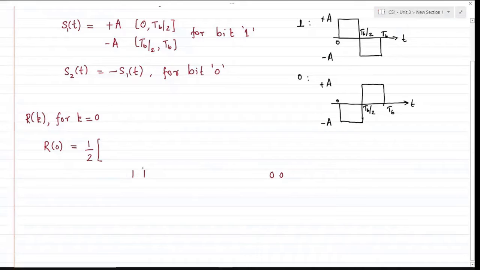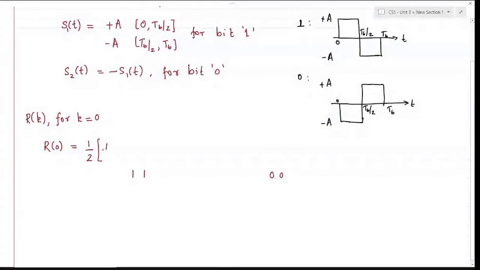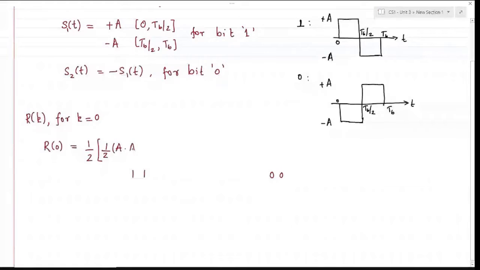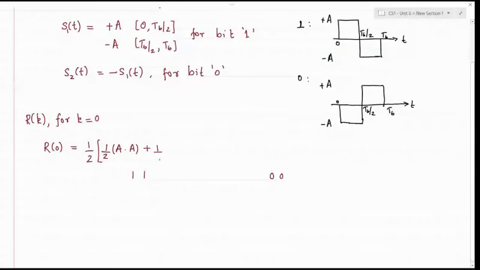For bit 1 and 1, it's a multiplication of the same signal with itself. Half the duration of the bit period is positive, and for the other half of the bit duration it is negative. For the combination of bits 1 and 1 itself, it is further subdivided into an equiprobable case. In other words, I write this as half of A times A and half of minus A times minus A.